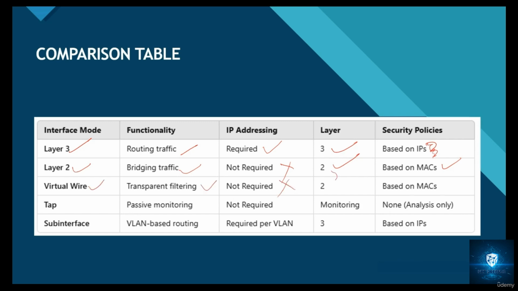IP addresses are not required, it works on layer 2 as in the layer 2 mode, and this is also based on MAC. TAP interface, on the other hand, is passive monitoring functionality, and IP addresses are not required. It does not control the data path, so it's just a monitoring thing, and you cannot configure security policies. Now the sub interfaces that we talked about last are based on VLAN routing. It does do routing, as a switch virtual interface, and requires per VLAN IP addresses. And then it's also layer 3, and the security policies will be based on the IP addresses. So let me clean all of this.